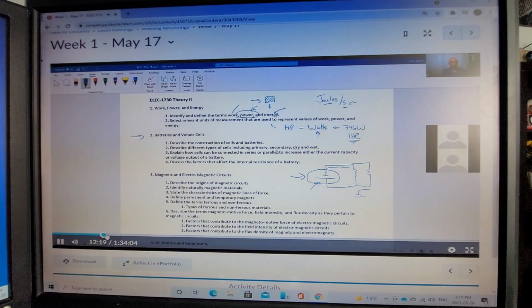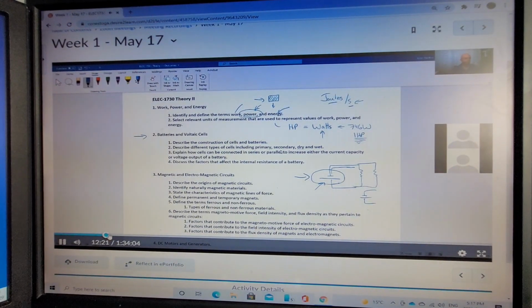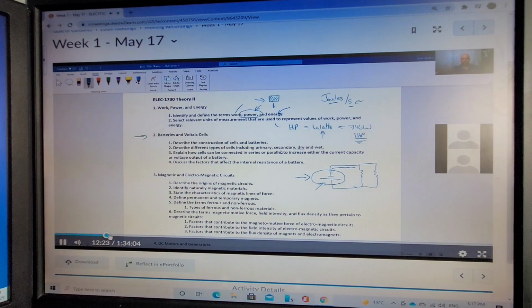We call that a source, or that's our battery, or that's our source for DC. And we're going to talk about that.